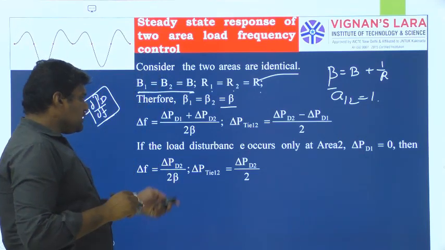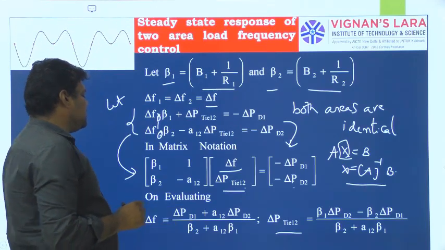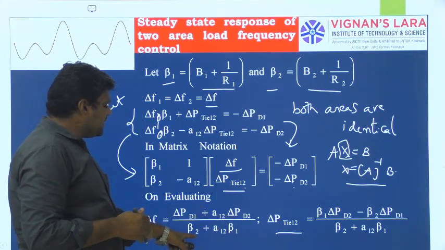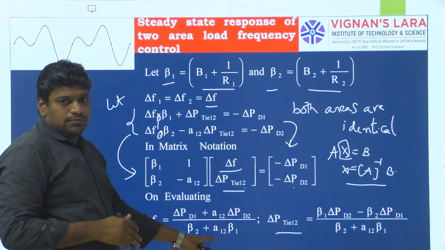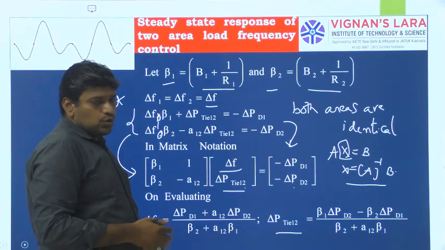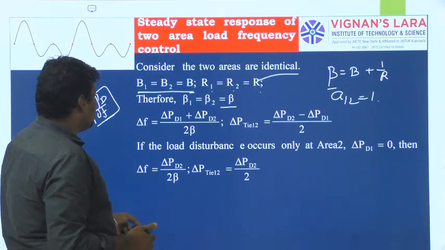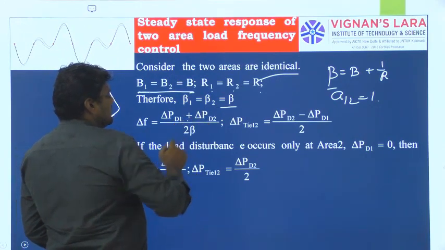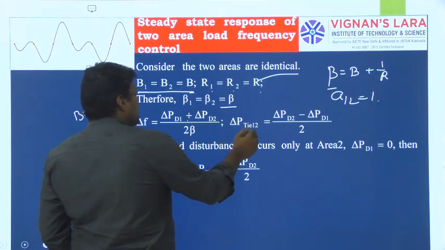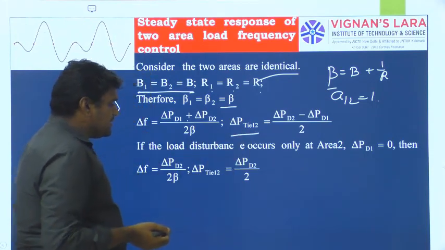Okay. When you substitute these all in this expression, delta PD1 divided by A12 is 1, delta PD2 divided by A12 is 1, beta 1 is equal to beta 2 is equal to beta, therefore beta 1 plus beta 2 is 2 beta. So that's what is represented here, delta PD1 plus delta PD2 divided by 2 beta. At the same time, delta Ptie12 with the same assumptions.